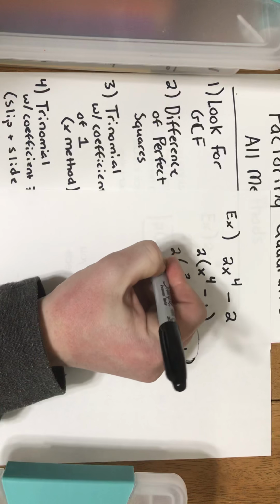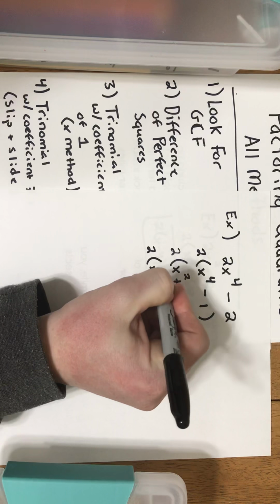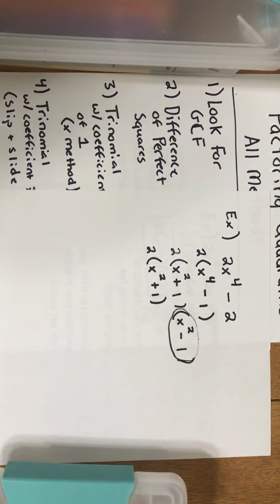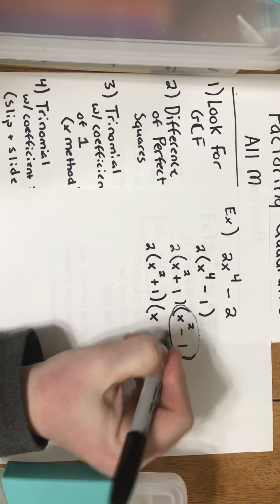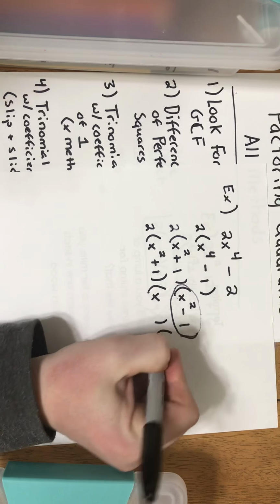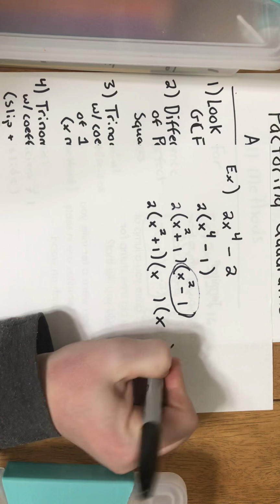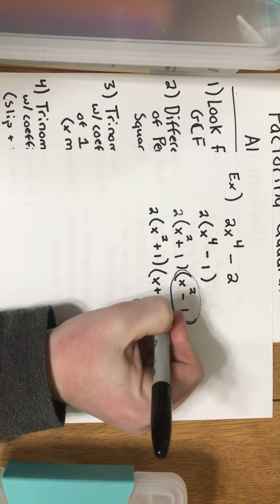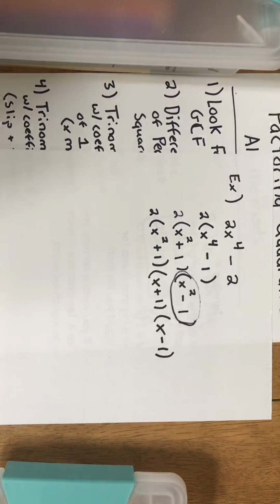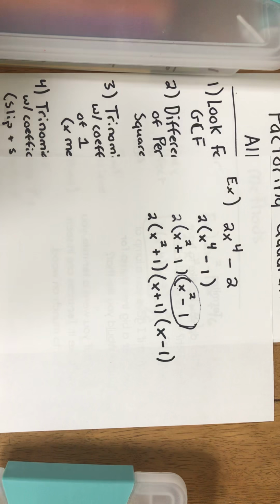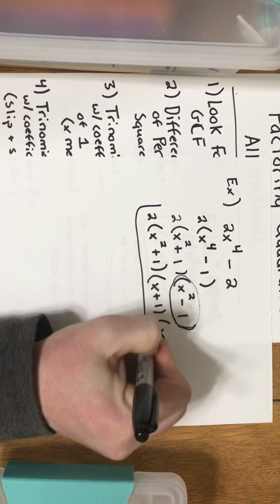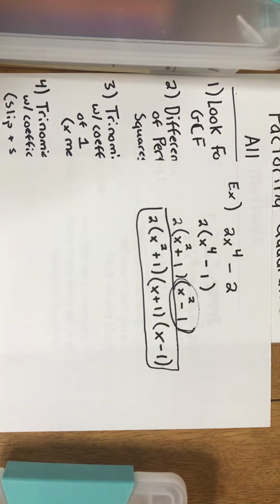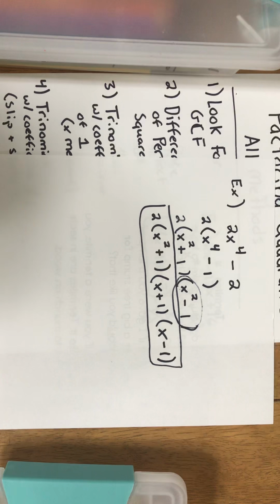So I'm going to do this one more time. The 2 and the x squared plus 1 remain, but the square root of x squared is x. And the square root of 1 is 1. So I'm going to have x plus 1, x minus 1, like that. So this is the completely factored form of this.